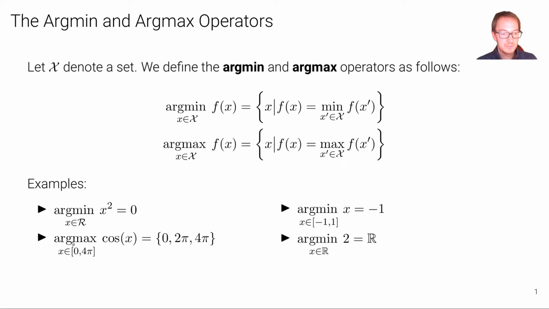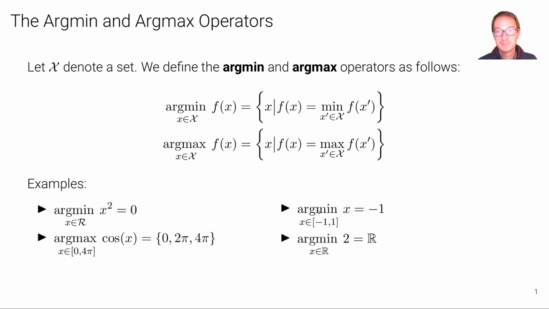Here's another example. If we take the argmax of the cosine function, the cosine of x, for x's out of the range 0 to 4 pi, then the cosine hits its maximum value 1 exactly 3 times, namely at 0, 2 pi, and 4 pi. That's why the argmax of cosine of x over that range is 0, 2 pi, or 4 pi.